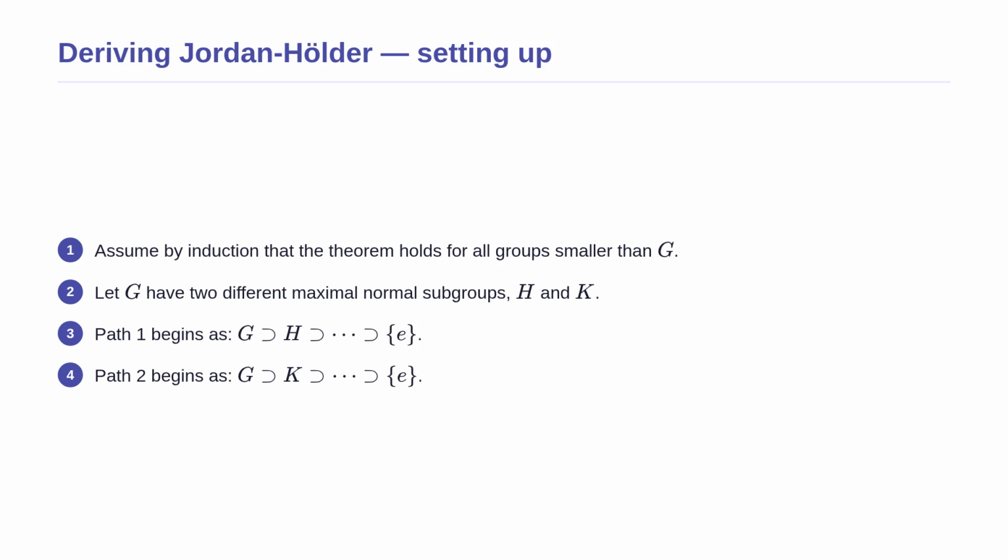To prove it for G, we assume the group can be broken down in 2 different ways, starting with 2 different maximal normal subgroups, which we will call H and K. Because H and K are maximal, the first quotient in each path is guaranteed to be a simple group. We assume by induction that the rest of the chains going down to the identity behave perfectly.